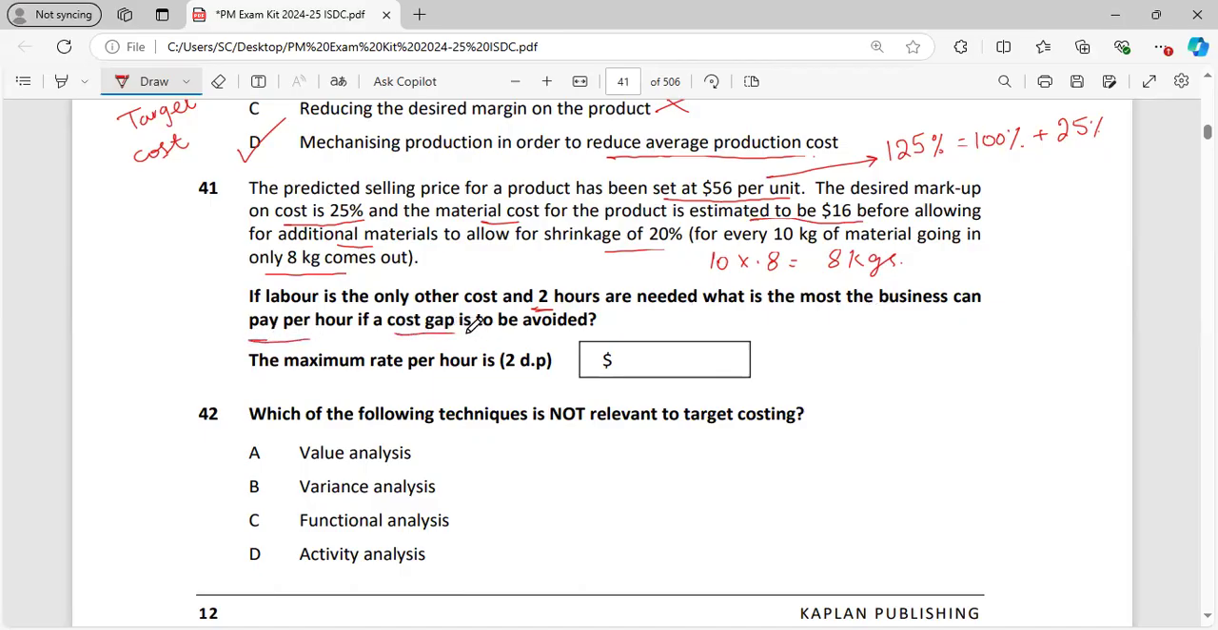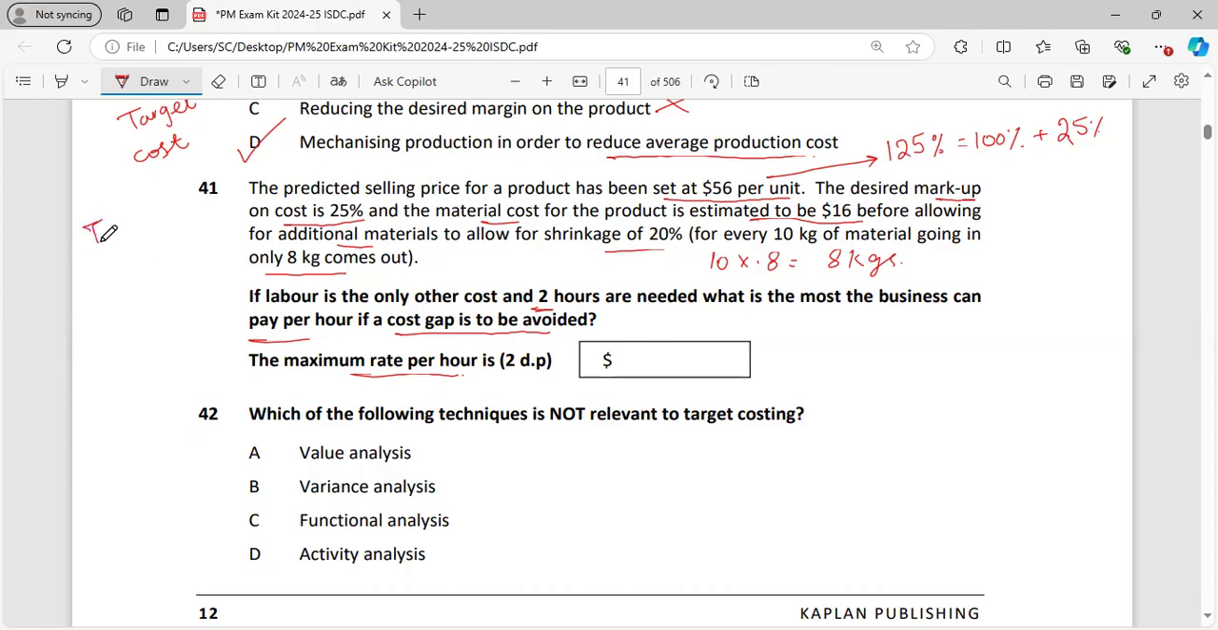If labor is the only other cost and 2 hours are needed, what is the most the business can pay per hour if a cost gap is to be avoided? First of all, we are required to calculate the maximum rate per hour. So first we need to calculate our total cost, because we don't know the total cost. We just know that we have a selling price of $56, which includes 25% markup. If it were margin, then we would say total cost is 80%, 20% is the margin, and selling price is 100. But now selling price is 125.